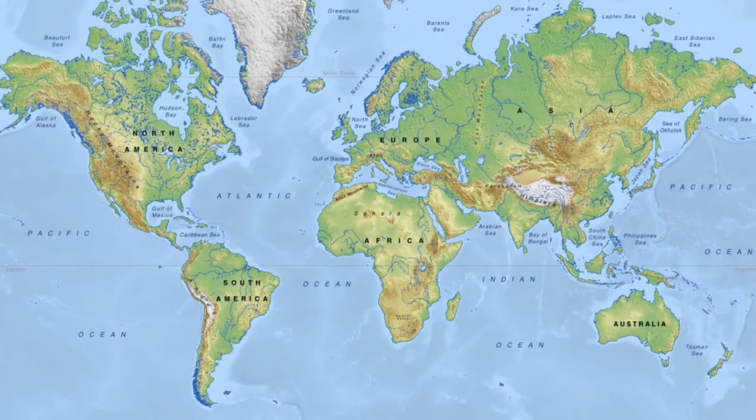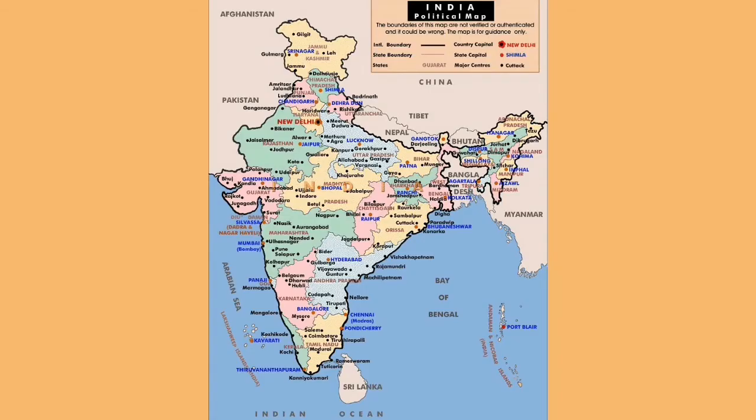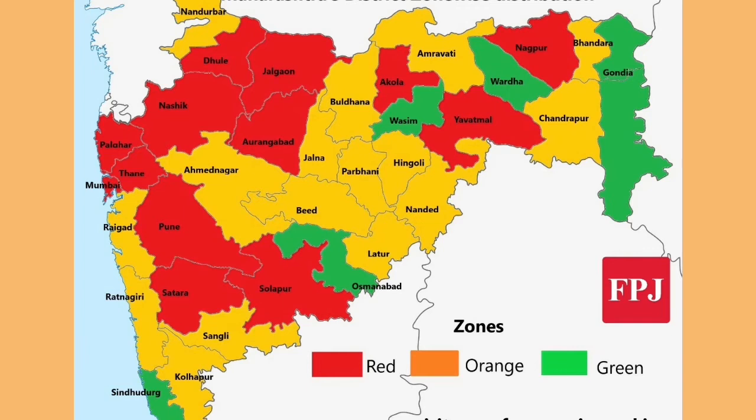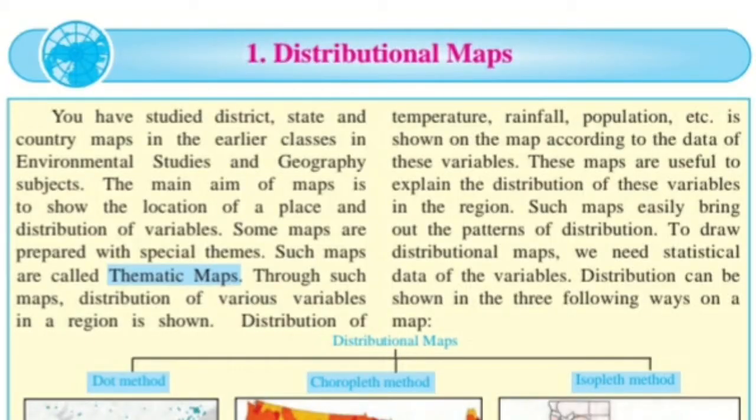Now maps, as we all know, are very important for locating different types of locations, for seeing different trends, different states, borders. There are several uses of a map. So today we are going to do a special type of map, the distributional maps. What do distributional maps do? Distributional maps are the ones that show us distribution.